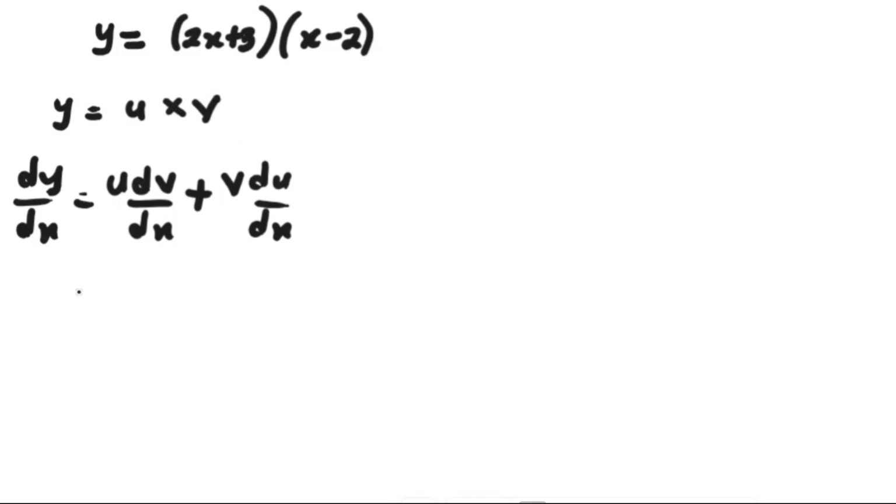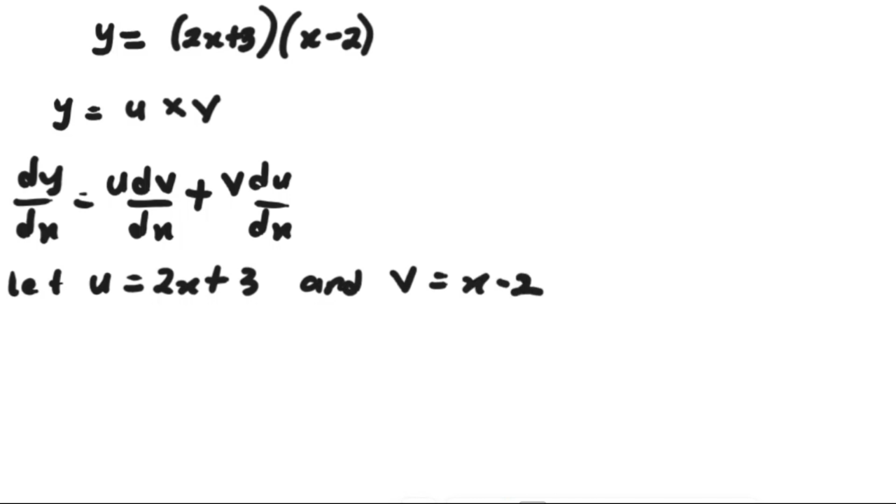So if I decide to say that let u be equal to 2x plus 3 and v be equal to x minus 2. So if u is equal to 2x plus 3, look at the formula. We need our u. We need the dv/dx. So since we have v to be x minus 2, the dv/dx simply means you differentiate v with respect to x. So we can find the dv/dx from here.